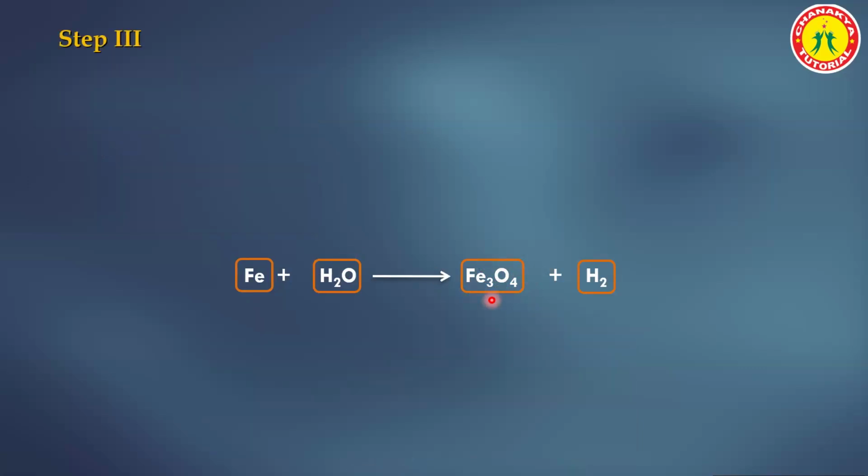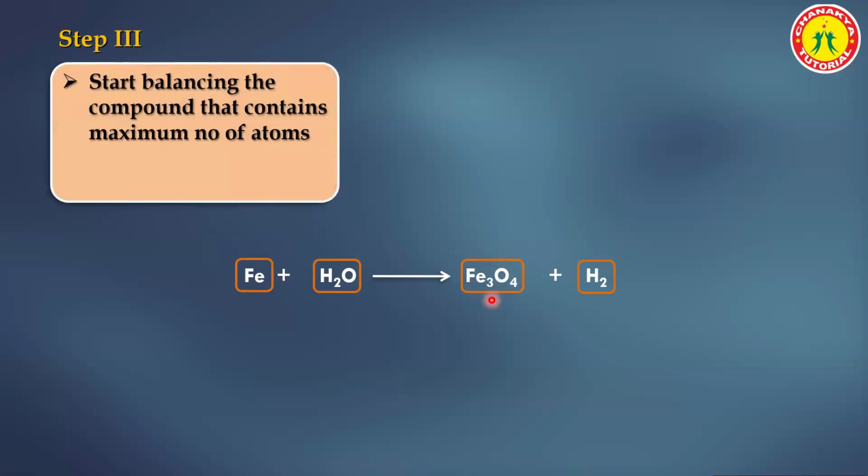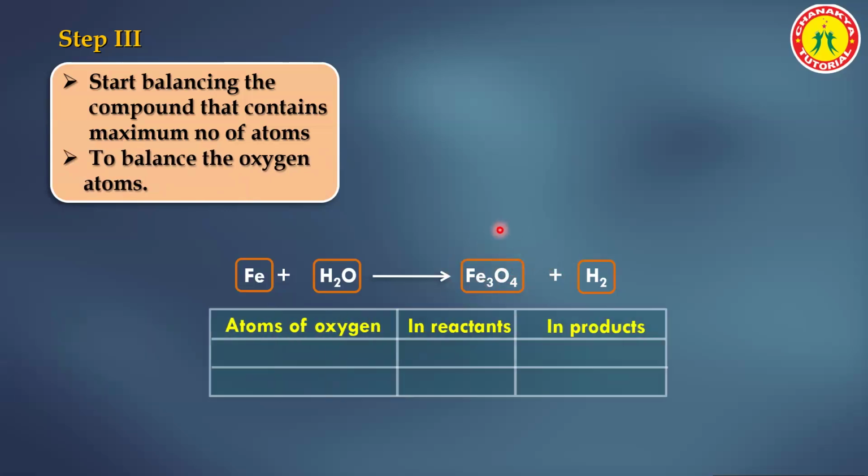So first of all, which compound will we take? The compound that contains the maximum number of atoms. We'll choose this compound and start balancing from it. For example, here only 1 atom is present, here 3 atoms are present, and here 7 atoms are present in this compound. So we'll choose the compound with the maximum number of atoms. In this compound, we'll take oxygen. For example, we have 1 oxygen on the left-hand side and 4 oxygen on the right-hand side. To balance, we'll have to multiply by 4 on the left-hand side. Then only 1 will change into 4, right?